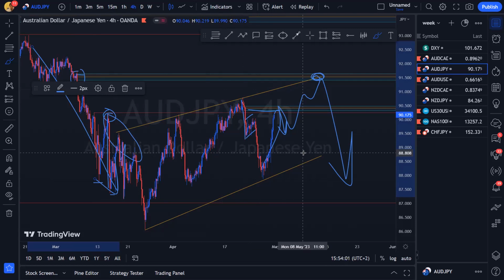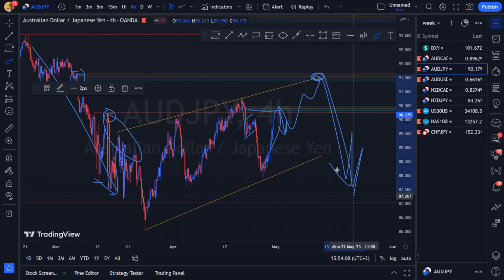So if we do see that momentum, this is the setup that we're looking at. Nice ascending structure, impulse correction. We're looking to trade the next impulse to the downside. Let's move on to some AU.